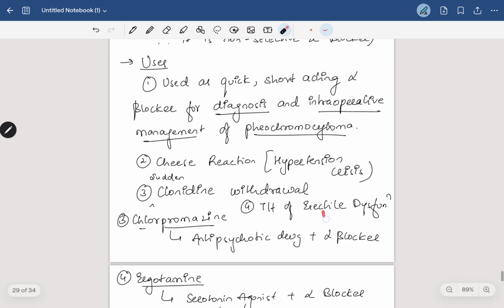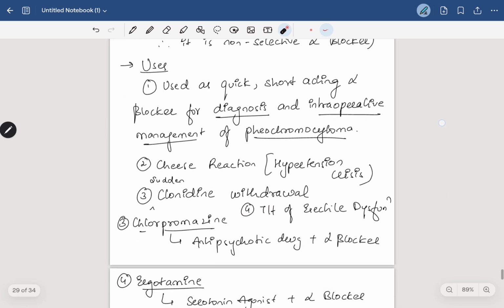It is given as a cavernosal injection. You can take a note of it, and it helps in the treatment of erectile dysfunction.